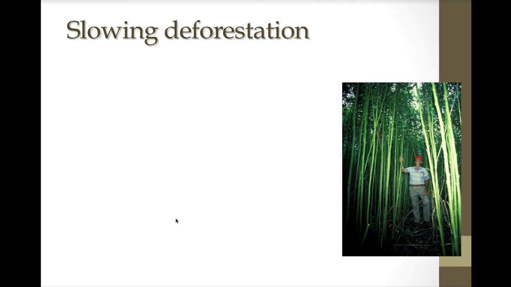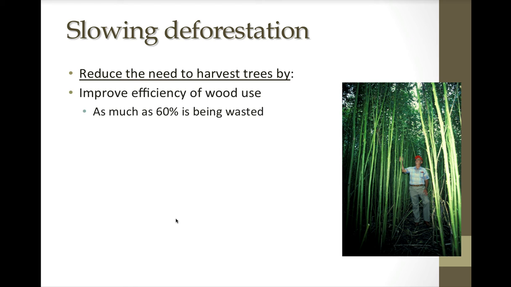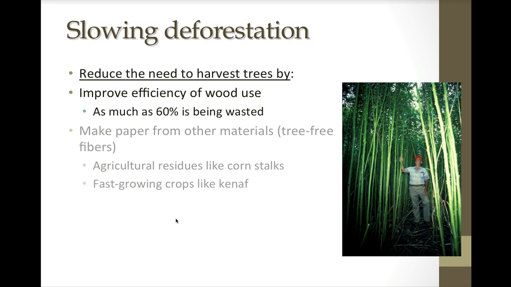So finally, some other ways we have of slowing down deforestation. We can reduce the need to harvest trees by, first of all, improving the efficiency of wood use. So what we look at now is up to 60% of the wood that we harvest is being wasted. And so reducing that waste and improving our efficiency are great ways of reducing our need to harvest trees.